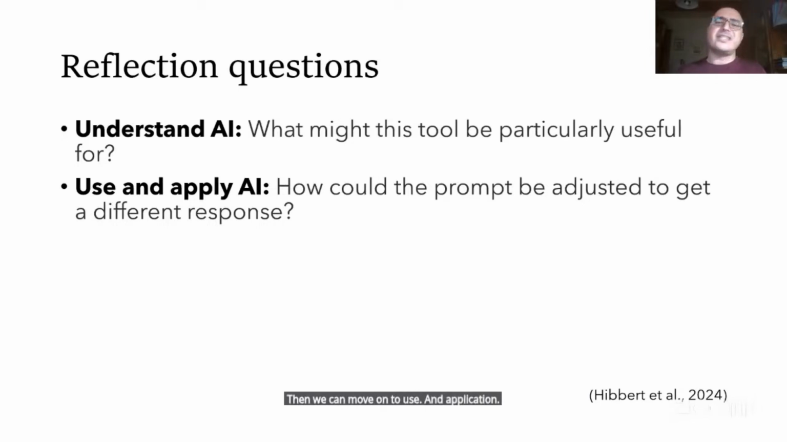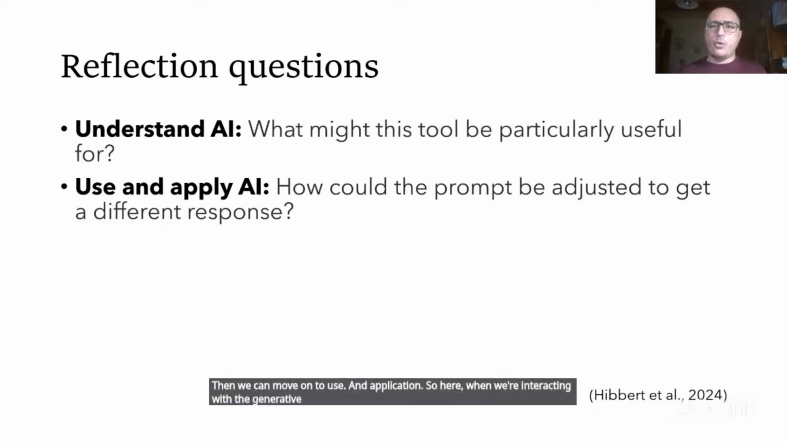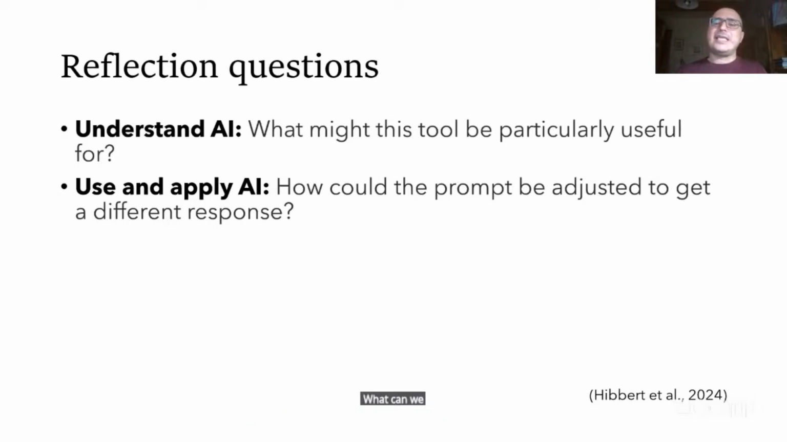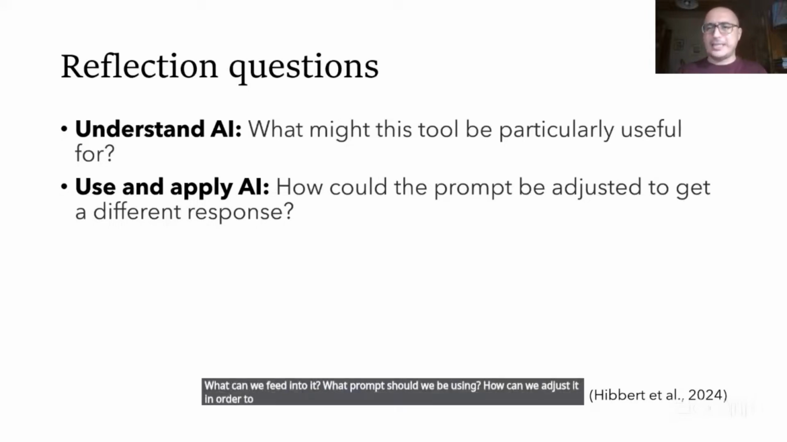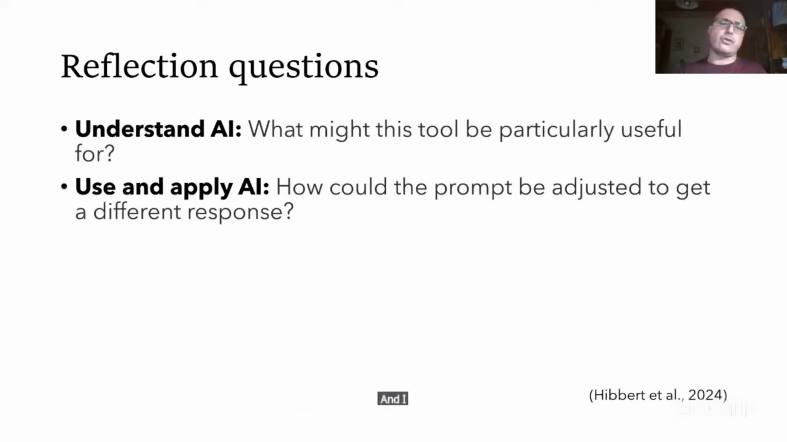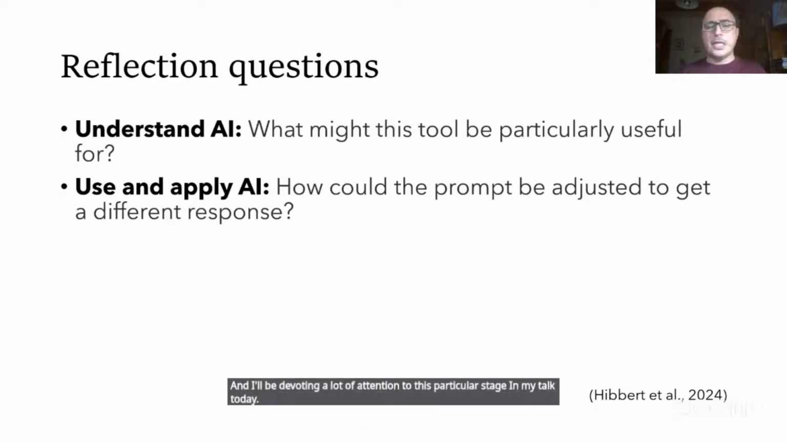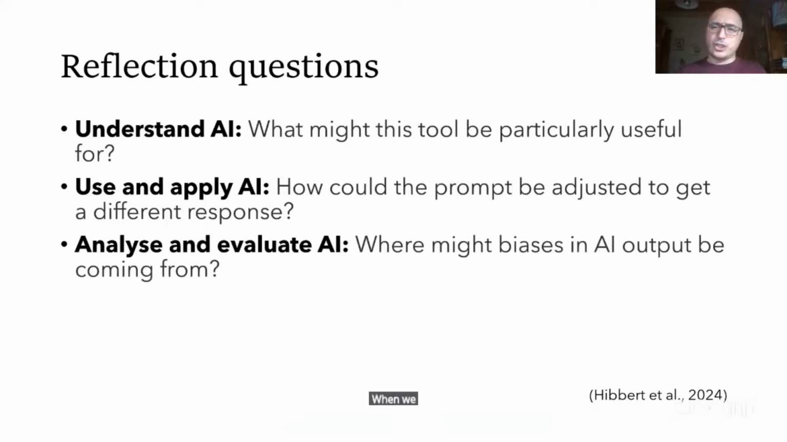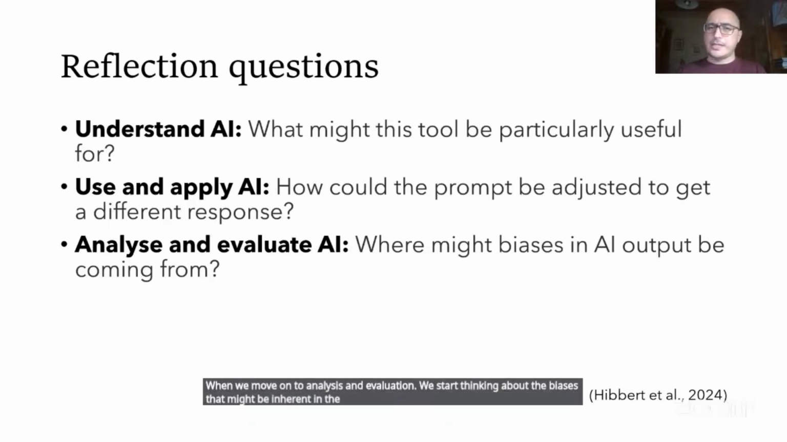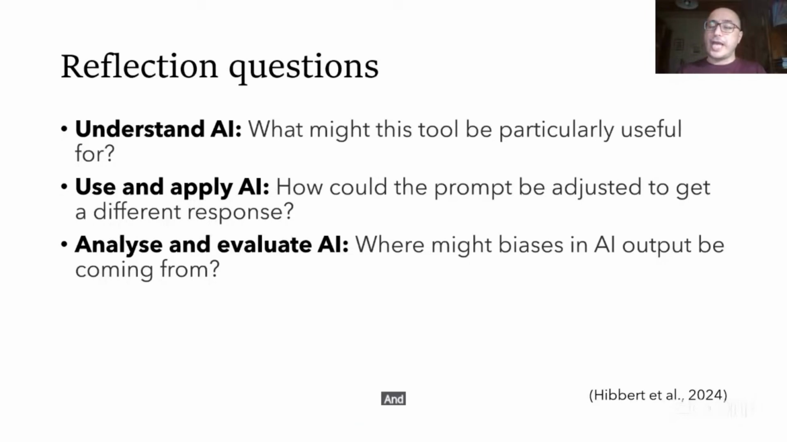So here, when we're interacting with the generative AI model, what can we feed into it? What prompt should we be using? How can we adjust it in order to refine the output? And I'll be devoting a lot of attention to this particular stage in my talk today. When we move on to analysis and evaluation, we start thinking about the biases that might be inherent in the output and whether we need to change our prompt in order to avoid those biases.